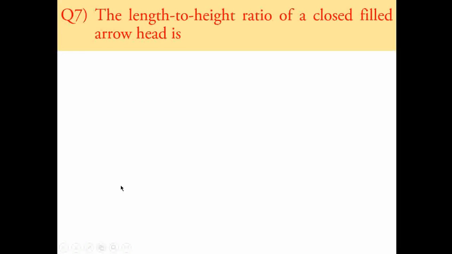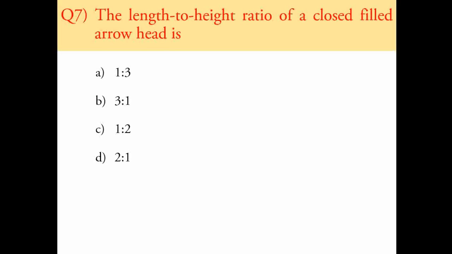Now the next question, question number 7. The length to height ratio of a closed filled arrowhead is, okay, what is the ratio of length to height for a closed filled arrow? So let's have a look at the options. Option A, 1:3. Option B, 3:1. Option C, 1:2. Option D, 2:1.